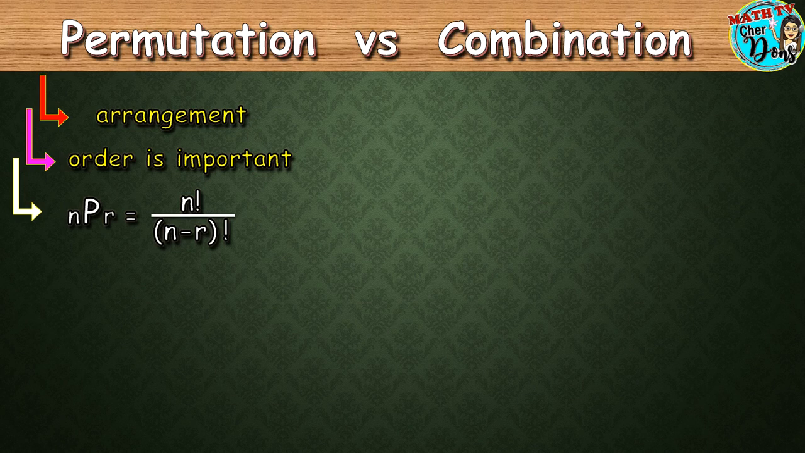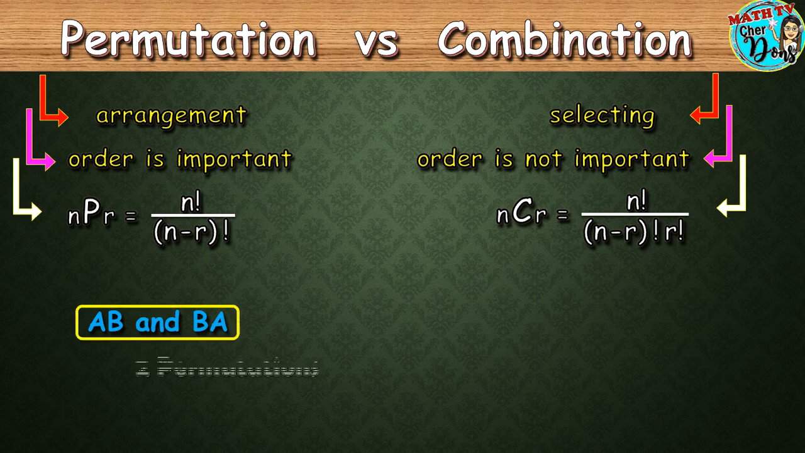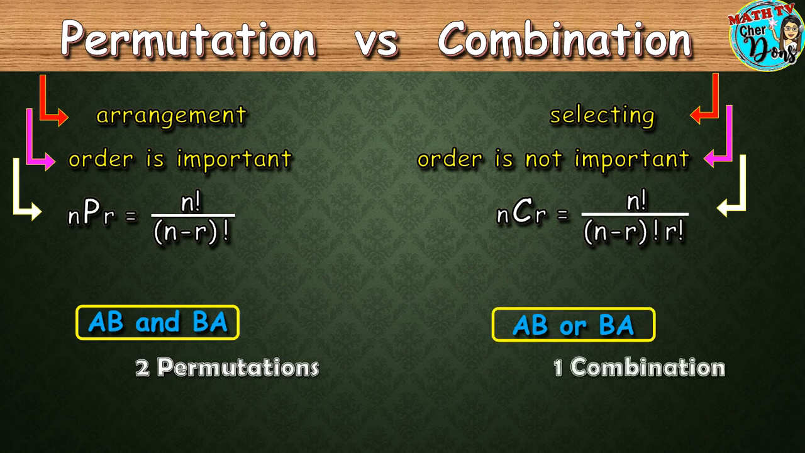While in combination, we have selecting, order is not important, denoted by combination of n objects taken r at a time is equal to n factorial divided by quantity n minus r factorial times r factorial. For instance, AB and BA are two different permutations because order is important, but they are counted as one combination because order here is not important.